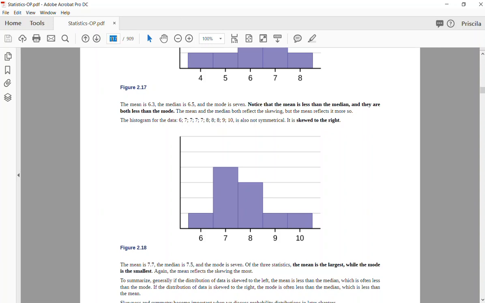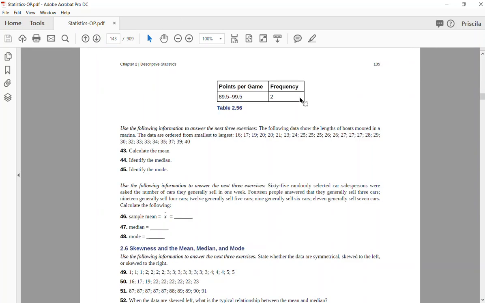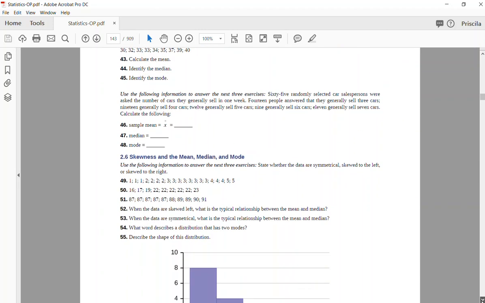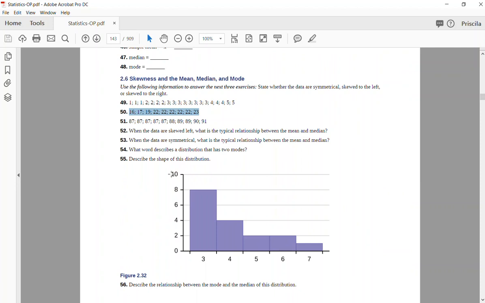So if we go to the problem, I can't remember what page. Oh, okay, here we go. If we go to problems 50 and 52, that's what they're telling you. They're giving you this data, and then they're asking you to define whether it's symmetrical, skewed to the left, or skewed to the right. To be very honest, you don't need to put a histogram together to answer this. All we need is to define whether the mean is going to be less or more than the median, and then you would have your answer.